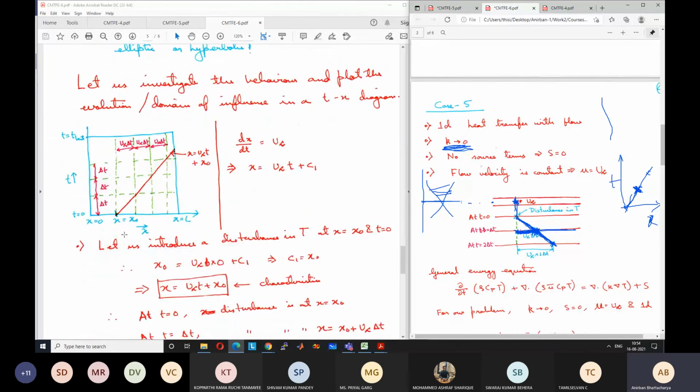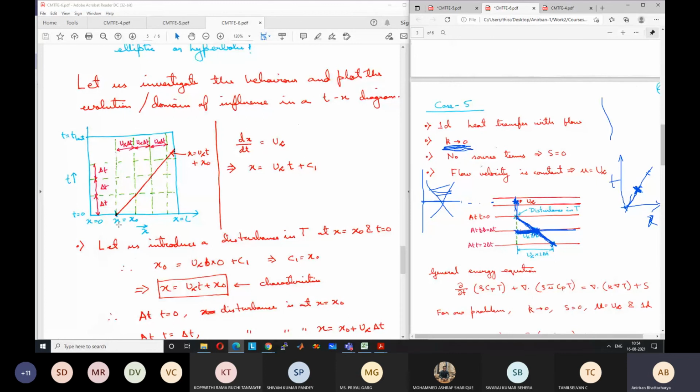So in this case, c1 is equal to x0, since at time t equal to 0, the location of x is x0. So x is equal to u infinity t plus x0. This is our characteristic line. After delta t, we are at this point. After 2 delta t, we are at this point. After 3 delta t, we are at this point.